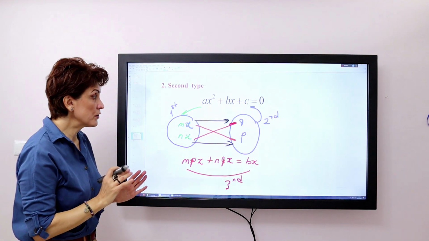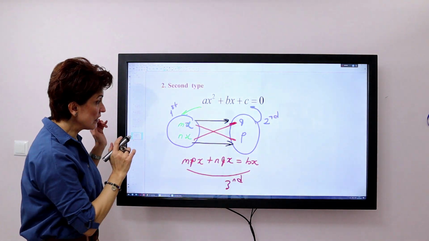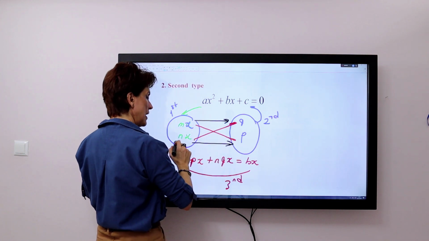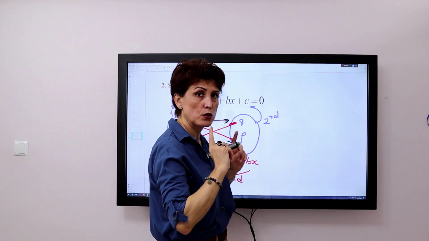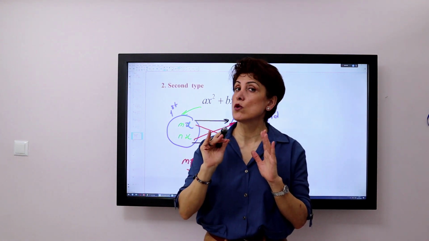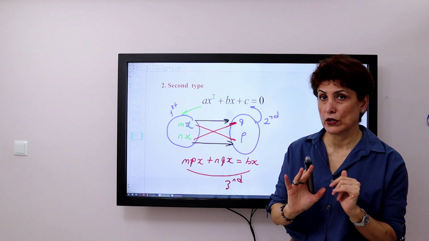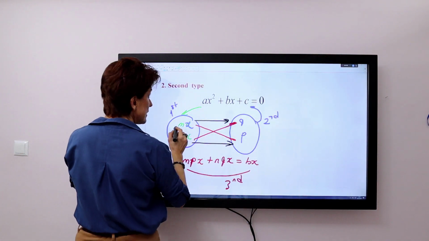Because you are generally doing it like this: mx plus p times nx plus q. This is the wrong one. This is your common mistake. For this reason, you need to be careful. Okay? Here, you need to write in this form.